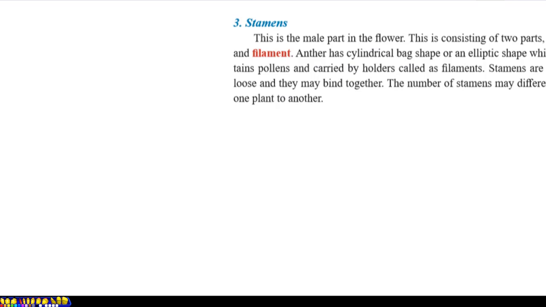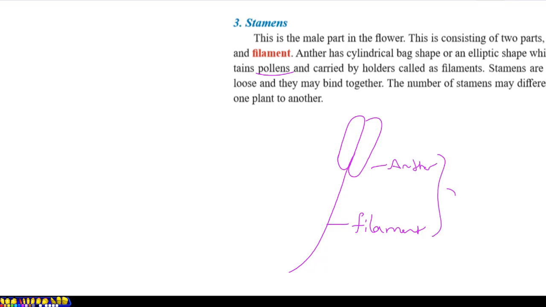The stamen is the male part in the flower. It consists of two parts: the anther, which is a cylindrical bag-shaped or elliptic structure that contains pollen, representing the immature male reproductive cells, carried by a holder called the filament. The filament and anther form the stamen, which is the male part of the flower.